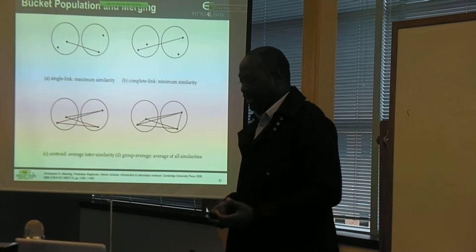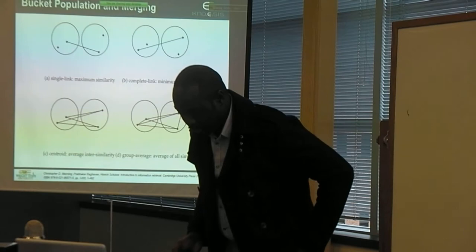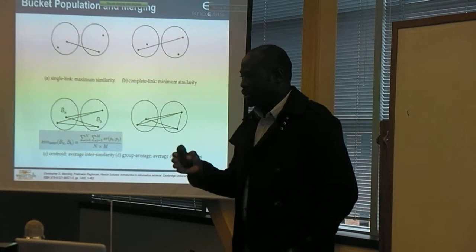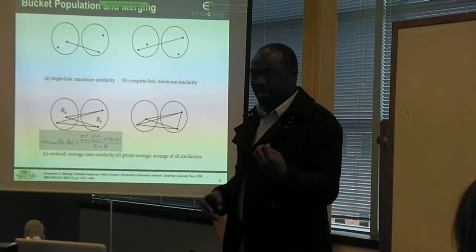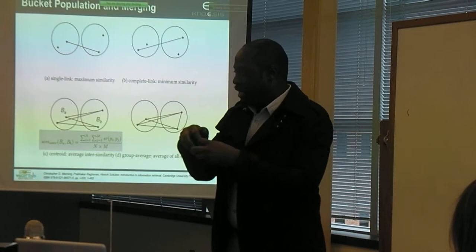For the bucket merging, we have used the inter-cluster similarity, which is this third measure. Single link, complete link, and group average are just not really convenient for this problem. And again, these things are coming from the Chris Manning book, Introduction to Information Retrieval. The inter-cluster similarity takes each path in each of the two buckets you're trying to merge, computes their path-relatedness score, and then takes the average.